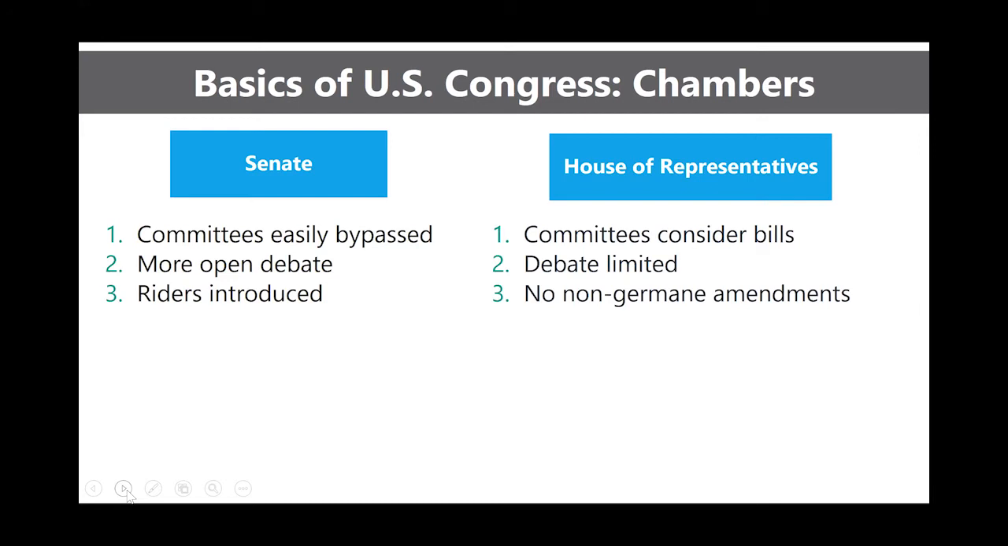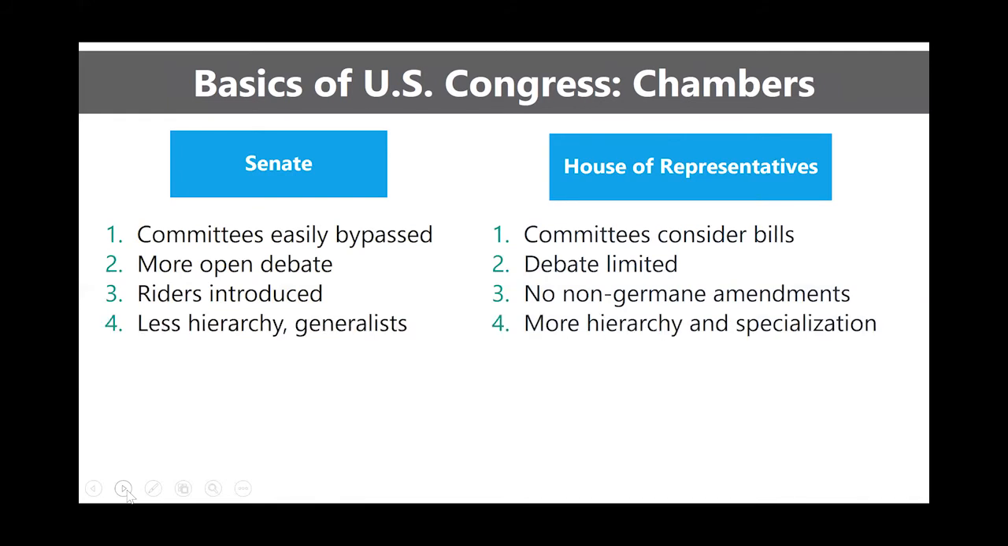Now in the Senate, amendments or riders are routinely introduced to bills, while in the House of Representatives, no non-germane amendments may be attached. And again, that may be another function of the number of representatives. In the Senate, there's less hierarchy. Folks are really generalists in the Senate, whereas on the House side, again, due to the number of people, there is more hierarchy and more specialization into a few focused areas.